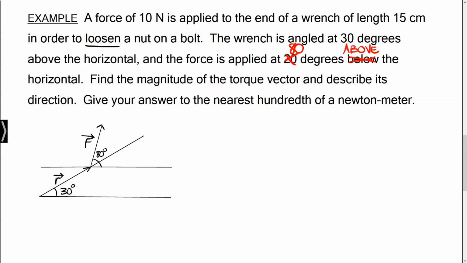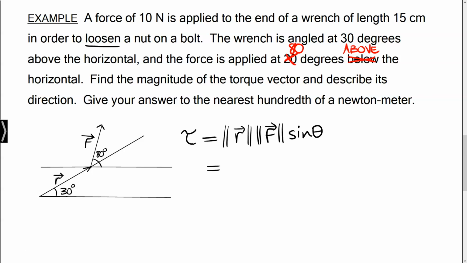So you can see here now, at the tip of the position vector, we're applying this force at 80 degrees above the horizontal. And you can see that's going to loosen the nut. Find the magnitude of the torque vector and describe its direction. Give your answer to the nearest hundredth of a Newton meter. So let's start with the magnitude. So the magnitude is going to be the product of these two, the product of the magnitudes times the sine of the angle between them.